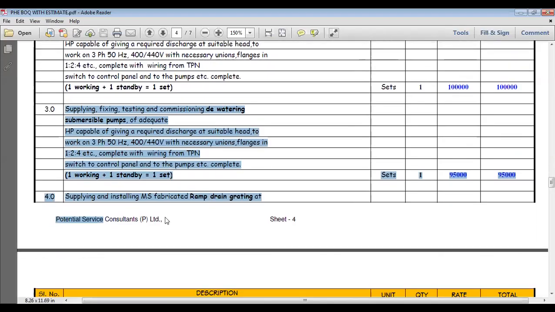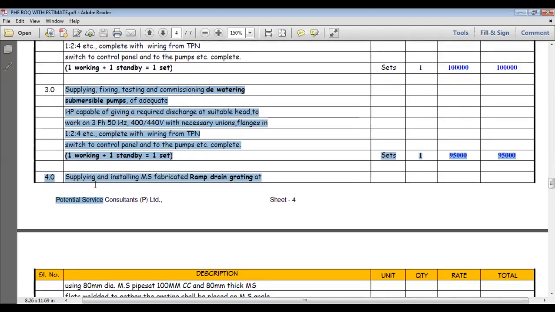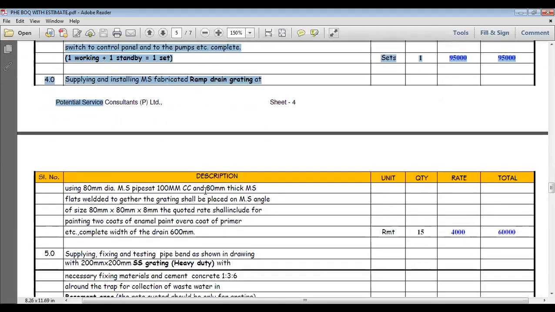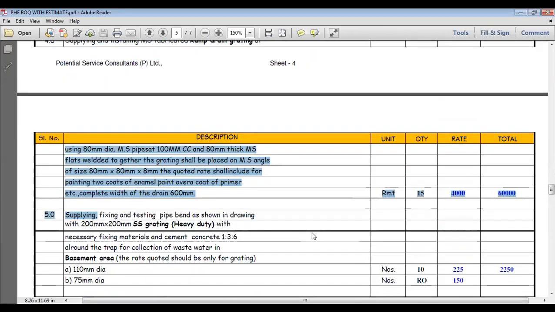So after the supply and installation of MS fabric ramp drain grating, under the ramp you have to put the ramp drain also for the distribution they have to pay. At the end of the ramp, you have to put the ramp drain also for the grating and all. Description they have given is 80 mm by 80 mm.